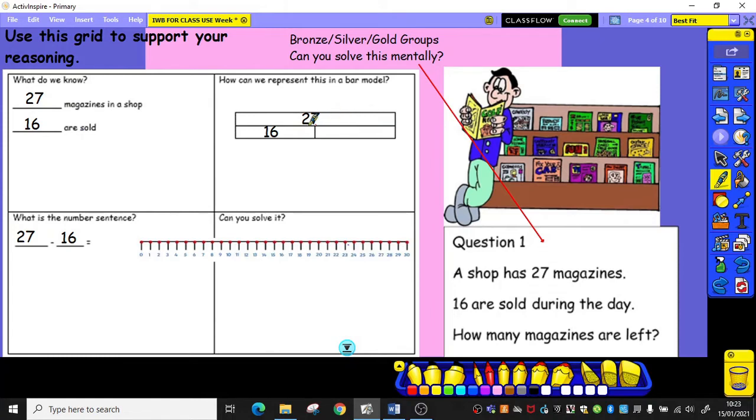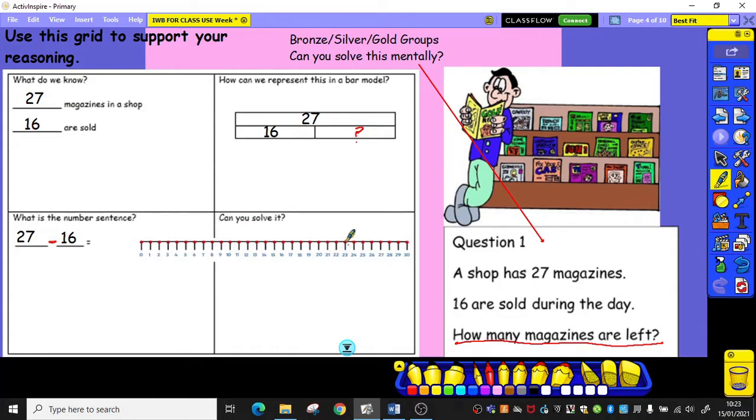How do I show that in a bar model? Well, my total is 27. 16 have been sold. So this bar here is going to be telling me how many are left, which is what the question ultimately is asking me. So what is my number sentence I need to do? Well, it's going to be 27 subtract 16.